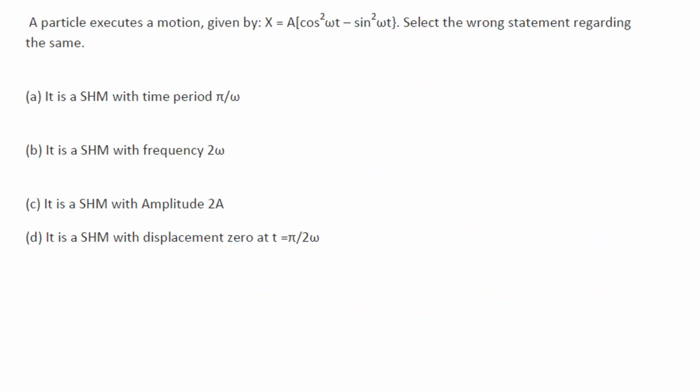Okay. Another question: a particle executes a motion, here the motion is given by this equation. Select the wrong statement regarding this motion. So the statement is, it is a simple harmonic motion with time period pi by omega.